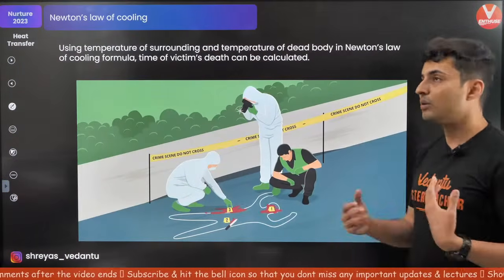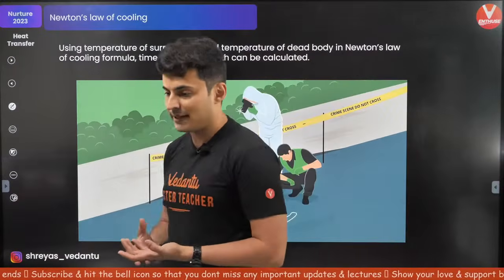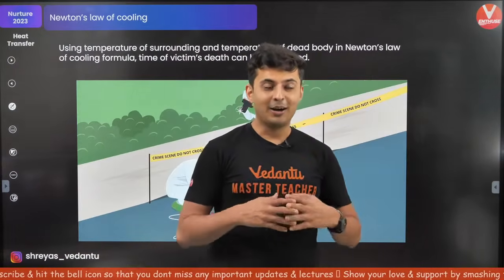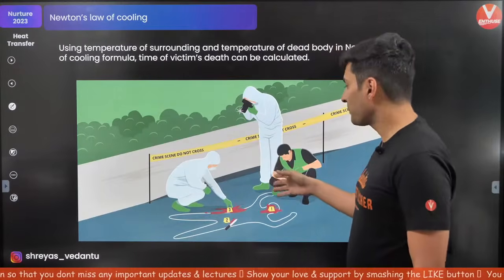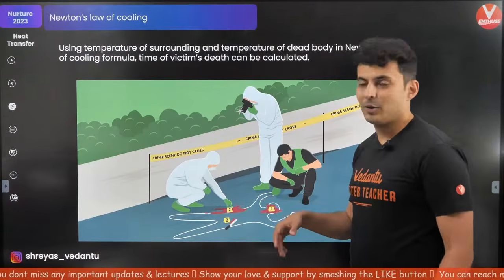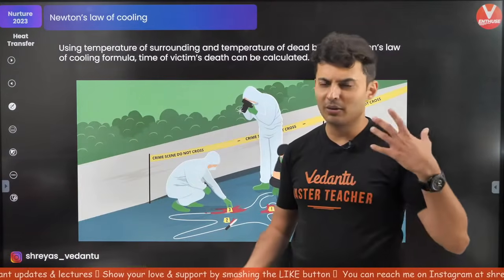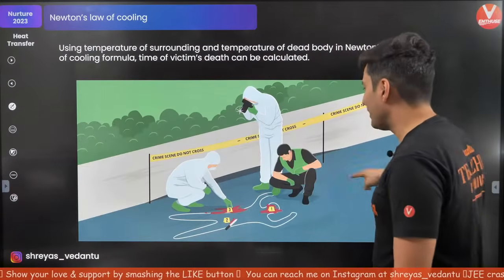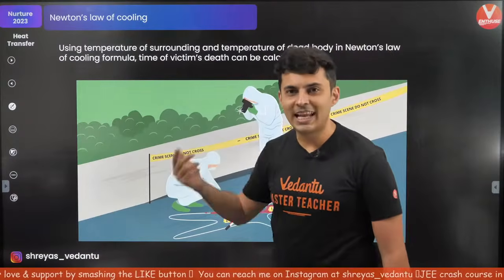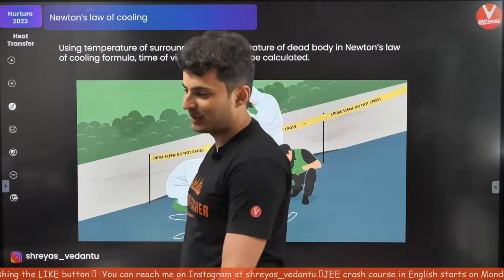By the way, I don't know how many of you know this. Newton's law of cooling is also used in crime scenes to check how much time has elapsed from the time the body was there or the person was dead. You know the surrounding temperature, you know the normal body temperature, so you know the difference. If you plot it graphically, you will get how much time was elapsed right from the time the person died. Yeah, that's how it is.